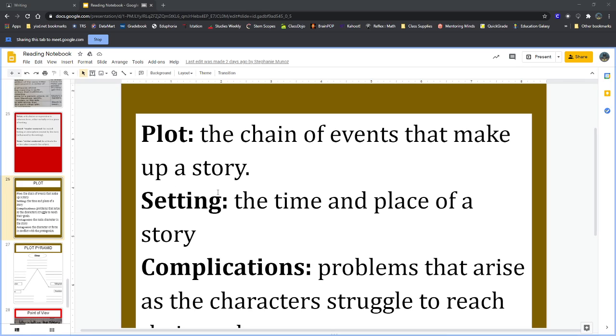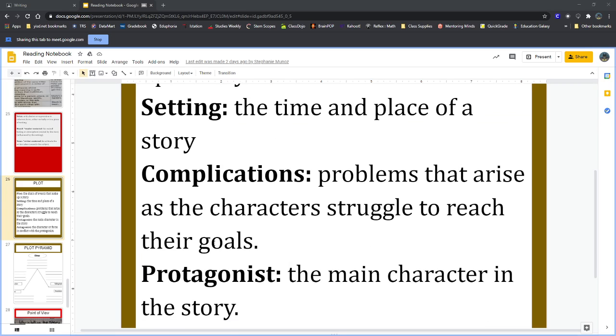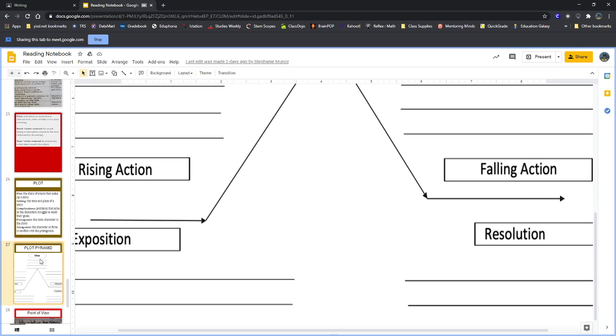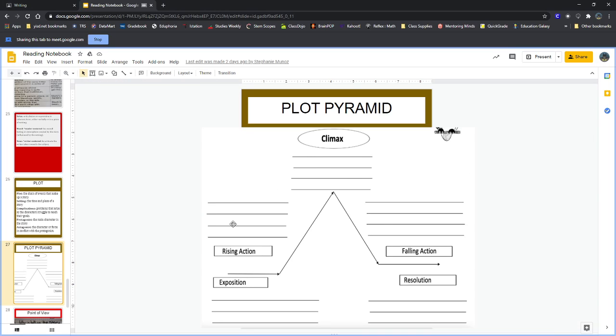So the setting is the time and the place where the story is happening. The complications are all the little problems that happen throughout the story. The protagonist is our main character. That's okay, Messiah. And the antagonist is whoever is always fighting against that protagonist, against our main character. Now we need to know those words because we're going to be talking about plot.